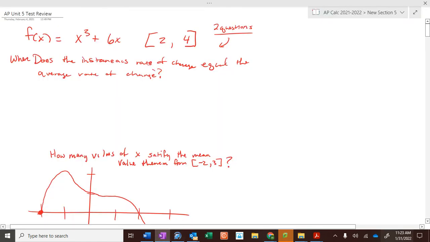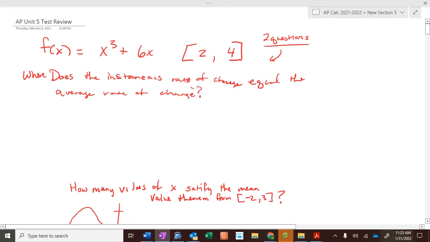All right, here we go. We have a couple questions like this. If our function is x cubed plus 6x from 2 to 4, where does the instantaneous rate of change equal the average rate of change? What's this called? The mean value theorem. So to do the mean value theorem, what should you do first?